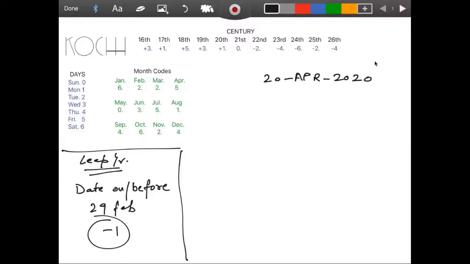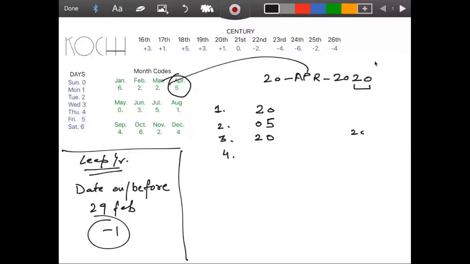So our first step would be writing the date, which is 20. Second would be code of April. April's code is 05. Then the last 2 digits of the year, which is 20. Fourth step would be, are these last 2 digits divisible by 4? We need to check the quotient. So we'll write the quotient there. So 4 into 5 is 20, and our quotient is 5.